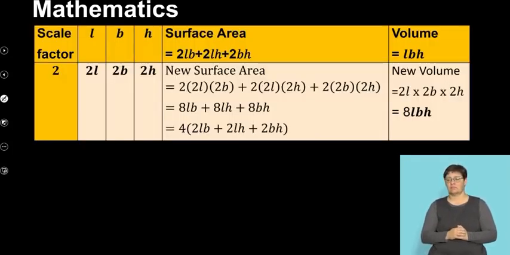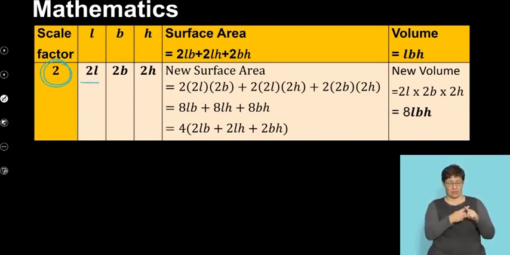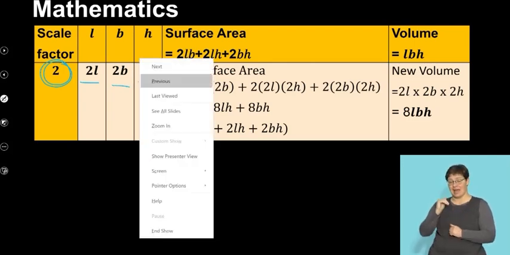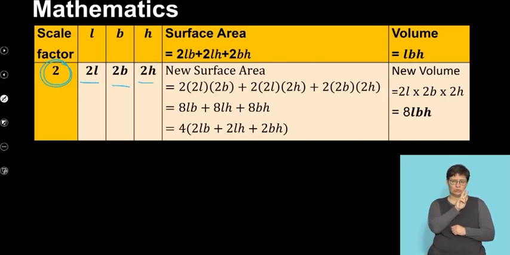Let's first have a look. So if I say this particular rectangular prism has a scale factor of 2, this means that the length has been multiplied by 2, the breadth has been multiplied by 2, and the height has been multiplied by 2.